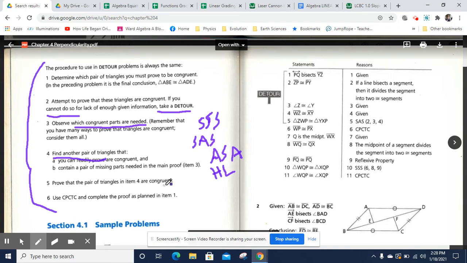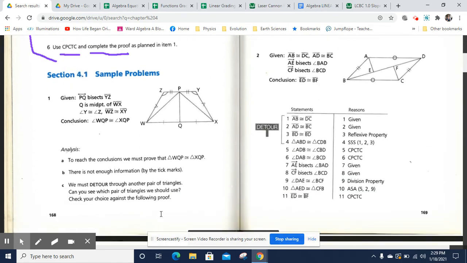Okay, once you have that information, then you can use CPCTC to declare those parts congruent and then complete the proof as needed. Sometimes you're going to need to do more than one detour in a problem. Okay, but let's take a look at a couple of sample problems.